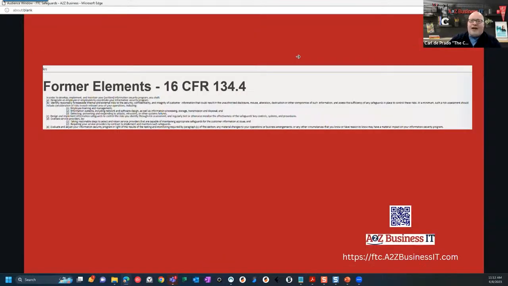So to give you a quick idea, these are the former rules that are currently still in place until tonight at 11:59 and 59 seconds. I'm not going to go through them, but you can see it's about maybe 300 words. It's very small. It's very easy to manage. Not very deep in scope.